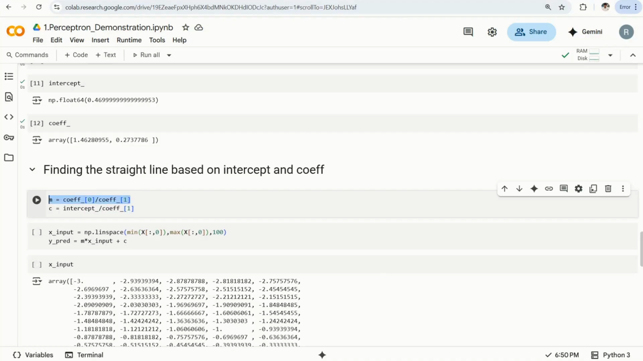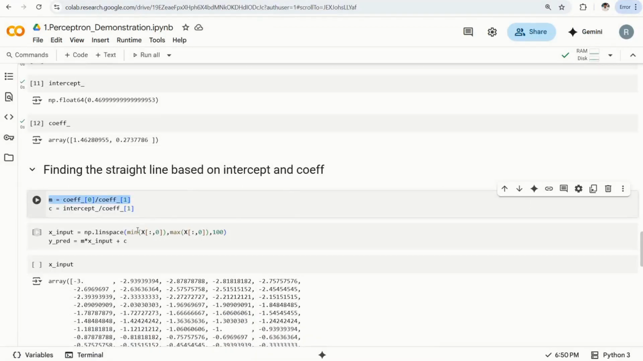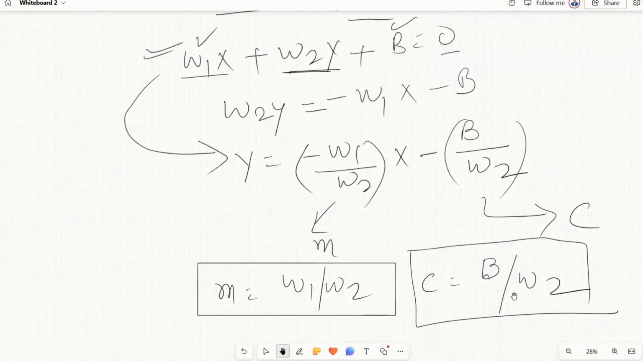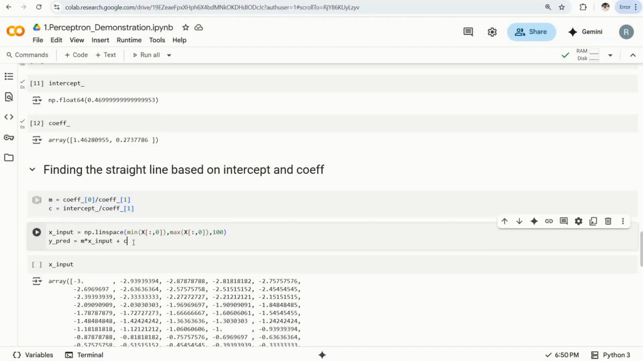In order to find c, I need to divide my intercept by w2, the second element. The same thing I'm doing here: I'm dividing my intercept by the second element, which is coefficient 1. So this equation will give me m and c. This is exactly the same thing I'm getting for m and c. This way, if I get m and c, then I can draw a line.